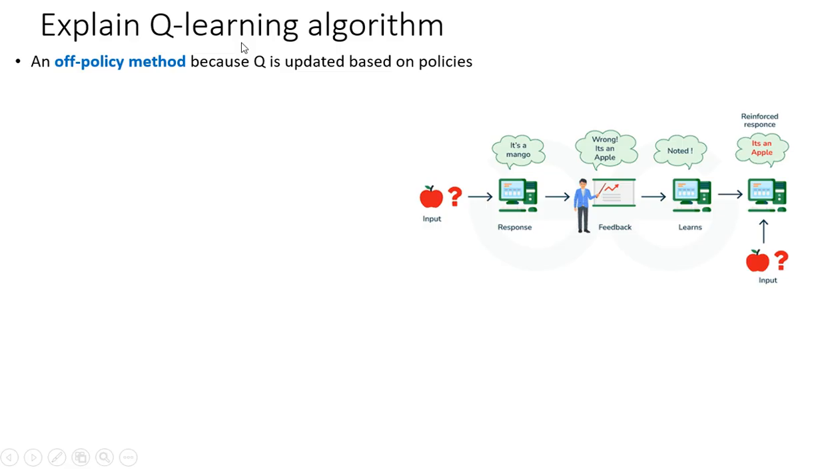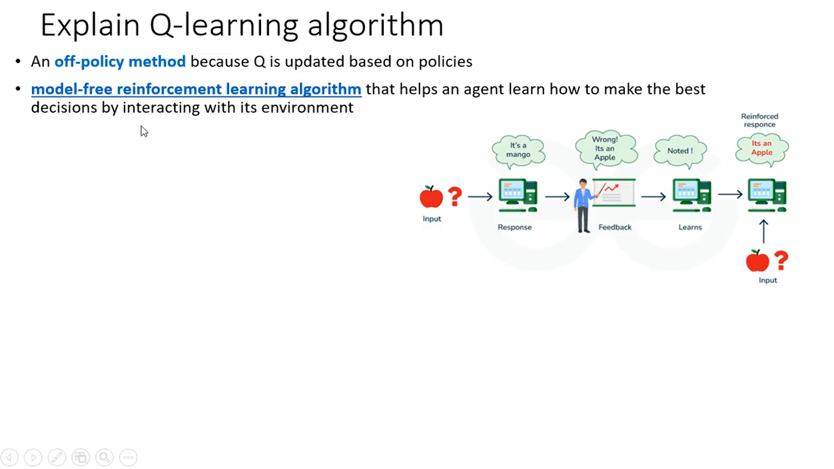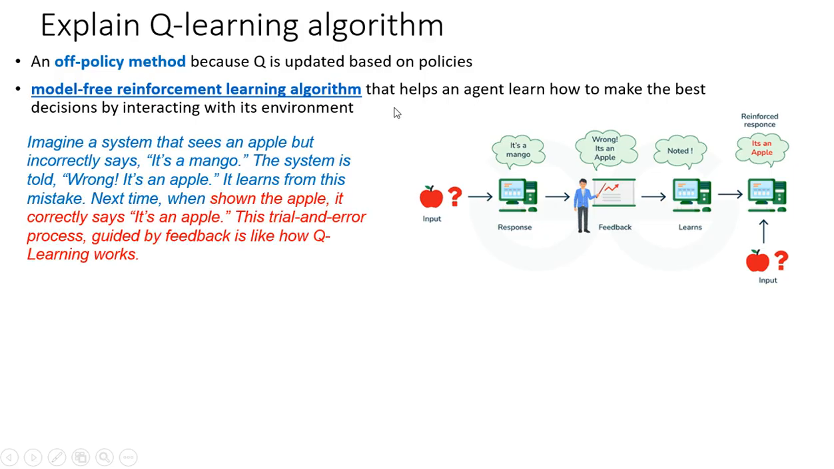As I said, the Q-learning algorithm is an off-policy method. This is an example of a model-free reinforcement learning algorithm. If you look at this diagram here, I have an input apple, and I'm giving it to my system.